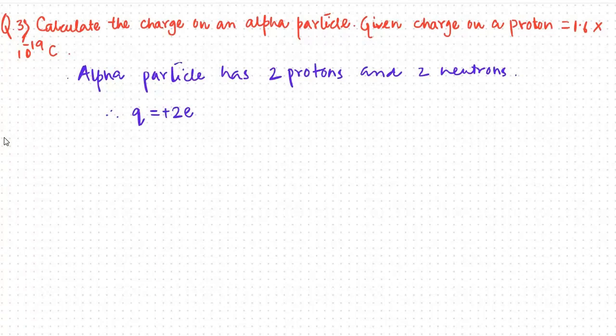Okay, that means plus 2 into 1.6 into 10 to the power minus 19 coulomb, which is equal to 3.2 into 10 to the power minus 19 coulomb. So this is our answer. So the charge on an alpha particle is 3.2 into 10 to the power minus 19 coulomb.